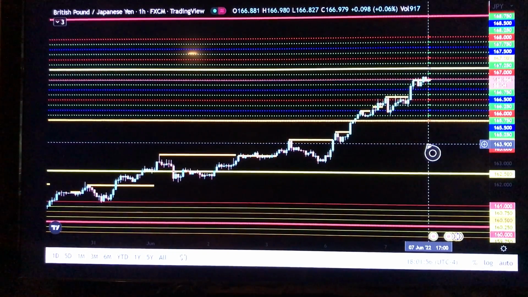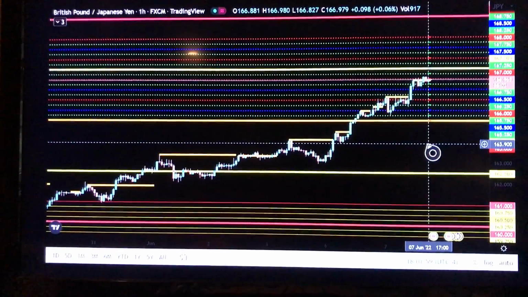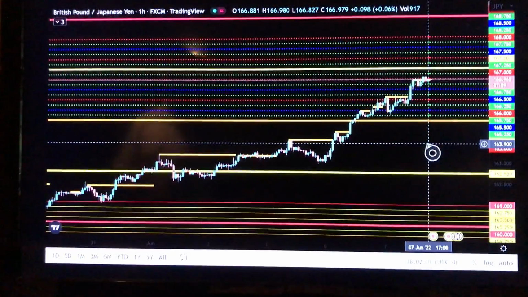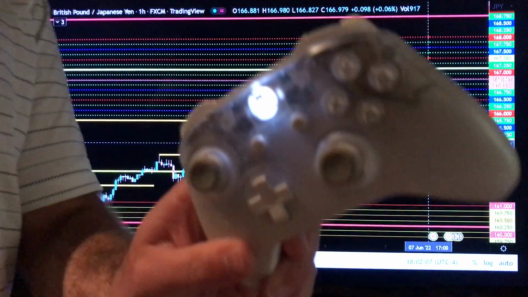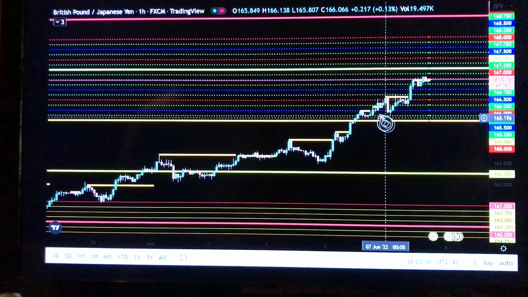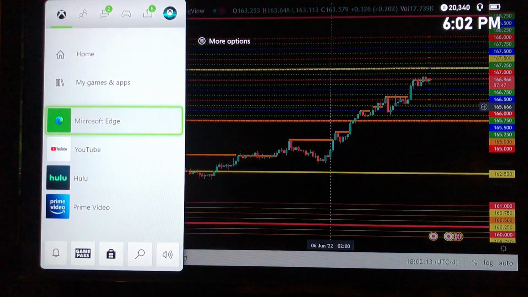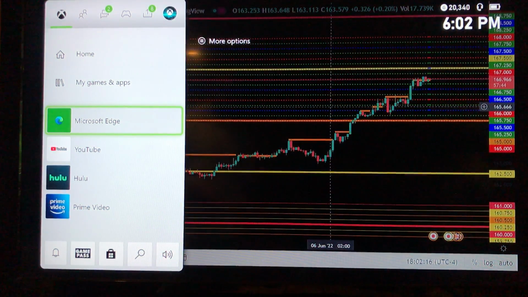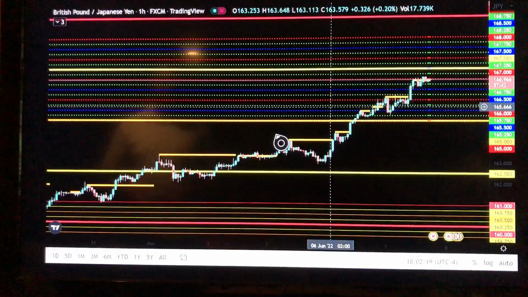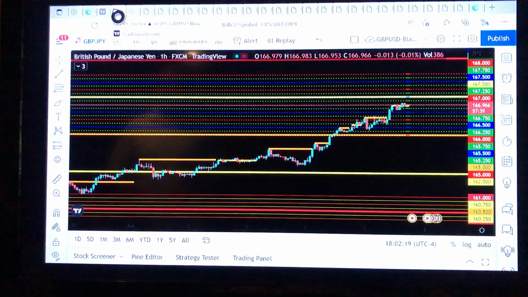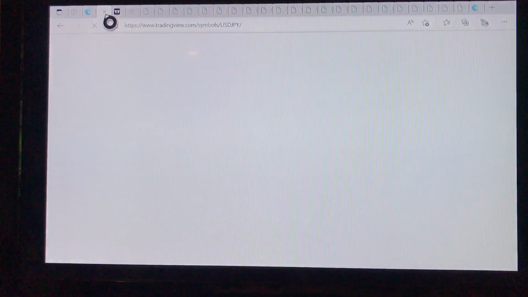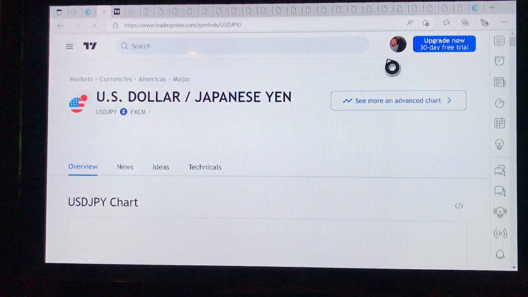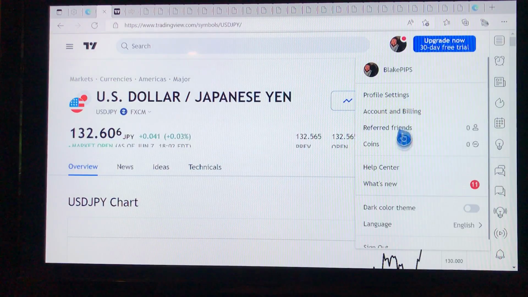All right, so here we have TradingView, and I'm having this pulled up on my Xbox. You see my controller here, using an app called Microsoft Edge. See that? I just have Microsoft Edge there, and then I have just the tab pulled up here. And you just log in. You log in and log out right here.